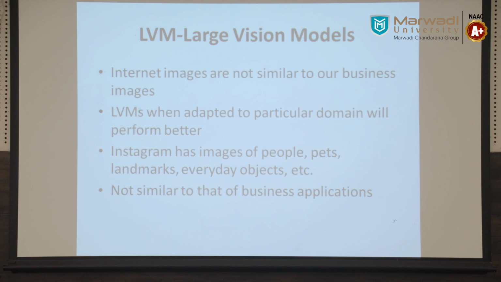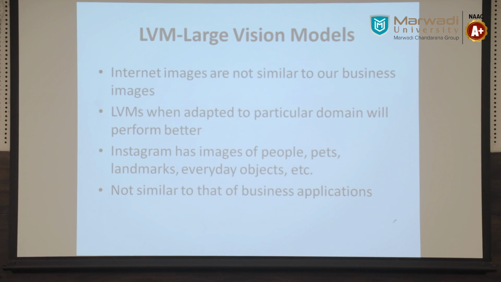If I train it only with Instagram page images and ask what is the funny part of the image, it will give another funny answer only. It is not going to give the true answer. So, what should we do? The business applications are very specific to some domain. So that is the crux that we need to understand.